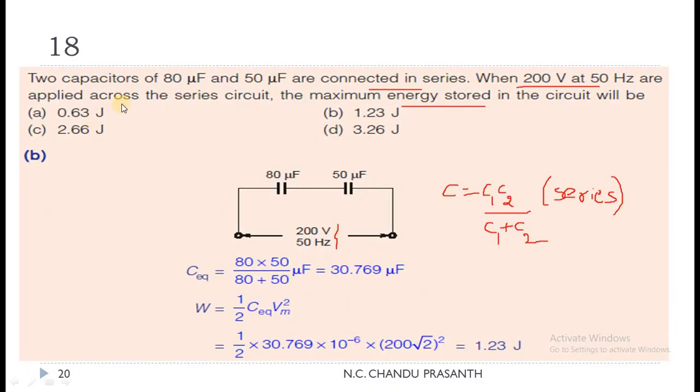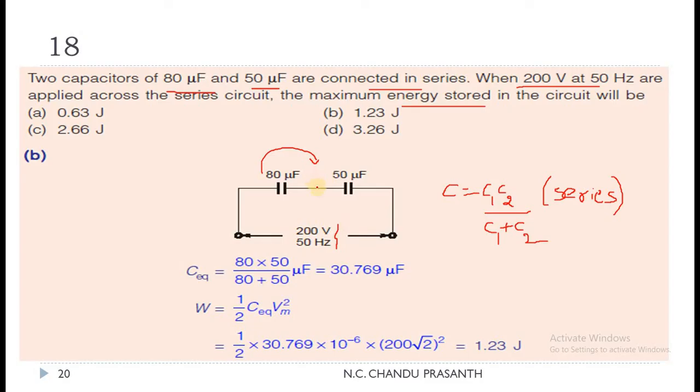And 18th one. Two capacitors of 80 microfarads and 50 microfarads are connected in series. When 200 volts at 50 Hz are applied across the series circuit, maximum energy stored in the circuit. We have to find out the energy stored in the circuit. According to the problem, we have to draw the diagram. Two capacitors, 80 microfarads and 50 microfarads, are connected in series. And the voltage given is 200 volts at 50 Hz.